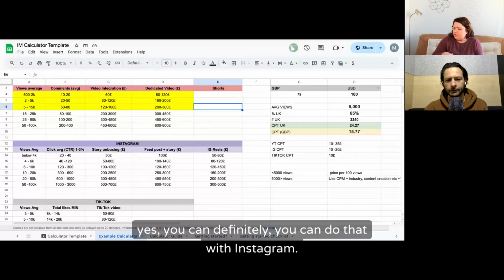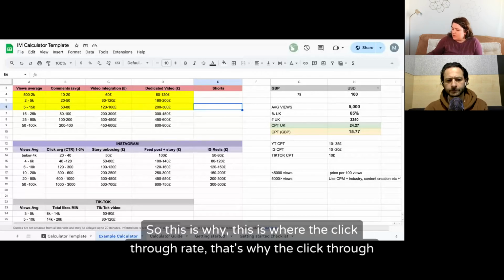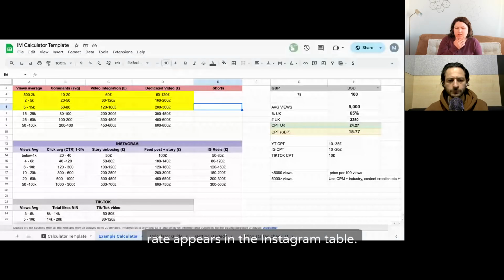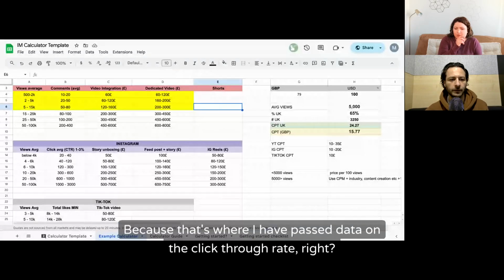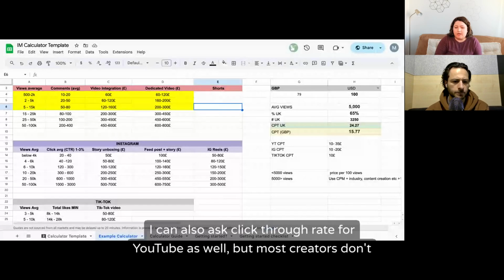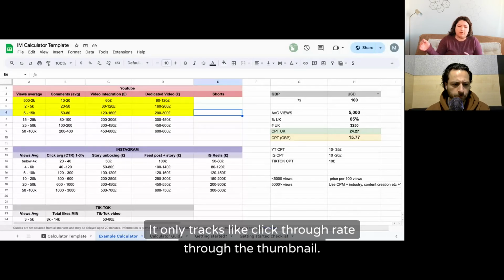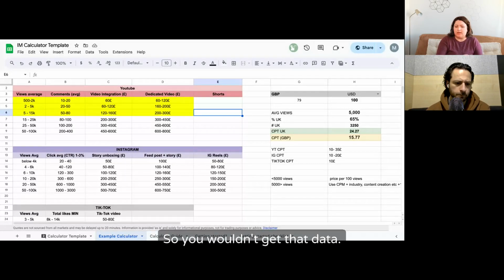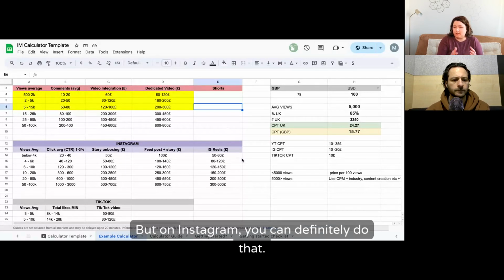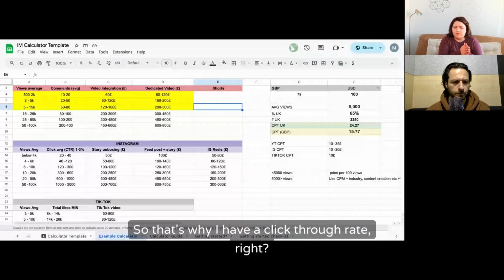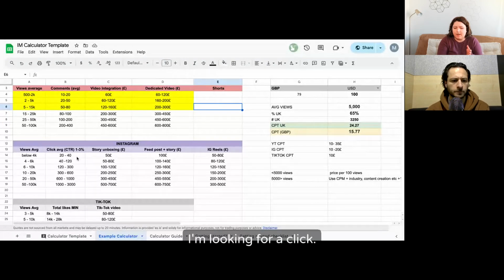Yes, you can definitely do that with Instagram. This is where the click-through rate appears in the Instagram table, because that's where I have past data on the click-through rate. I can also ask click-through rate for YouTube, but most creators don't have that data. YouTube only tracks click-through rate through the thumbnail, so you wouldn't get that data. But on Instagram, you can definitely do that, and there are plenty of brands doing that. So that's why I have a click-through rate.